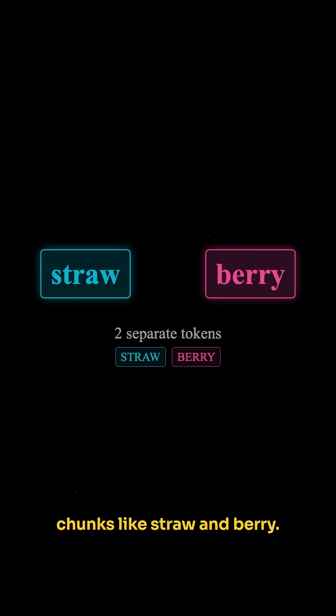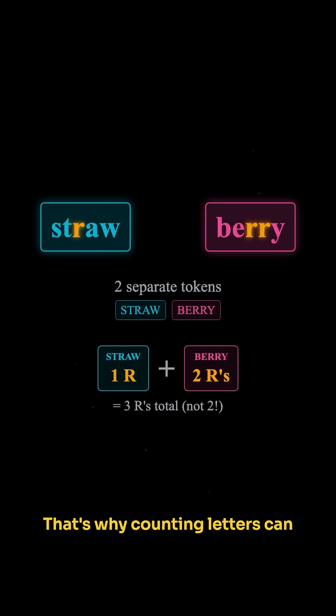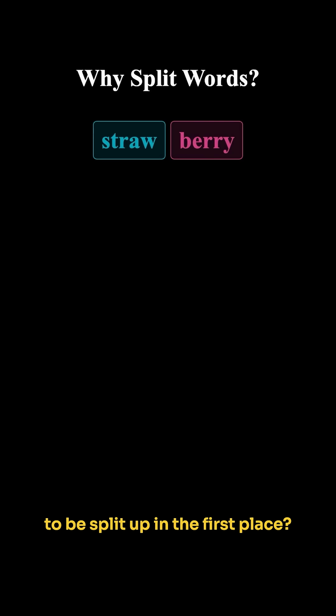Watch what happens to strawberry. It gets split into smaller chunks like straw and berry. Now, when the model counts R's, it's scanning these fragments, not the full word. That's why counting letters can be surprisingly tricky for AI. But here's what you might be wondering. Why does the word strawberry need to be split up in the first place?